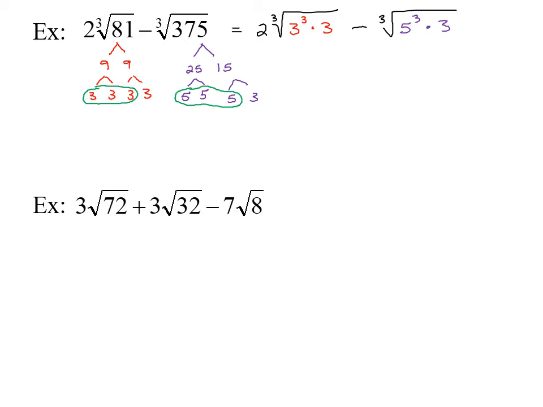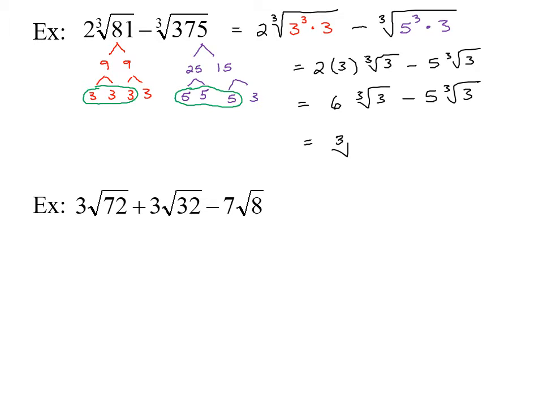So the ones with the cubes on them, the 3 cubed and the 5 cubed, because it matches on the power with the root, you can pull that base out front. And so I'll have 2 times 3 times the cube root of 3 minus 5 times the cube root of 3. Or 2 times 3 gives me 6 cube roots of 3 minus 5 cube roots of 3. The radical does match, so you just add or subtract the numbers in front. 6 minus 5 is 1, but we typically don't write the 1 in front, so we just say 1 cube root of 3 is just the cube root of 3.